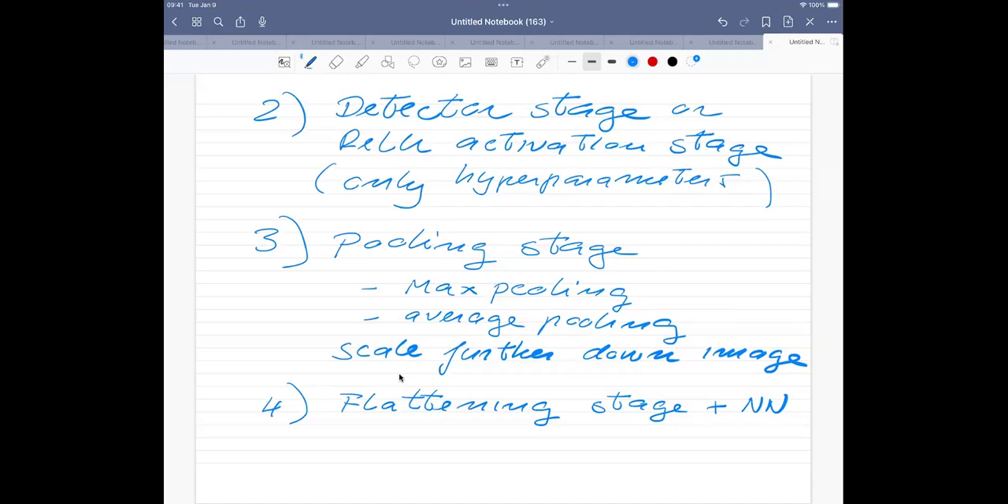And here, the pooling stage has only hyperparameters. Let me just remind you of that, hyperparameters. And that is then part of the architecture of your network. So the architecture is your model. Just keep that in mind. And then here we would train weights and biases with backpropagation again.